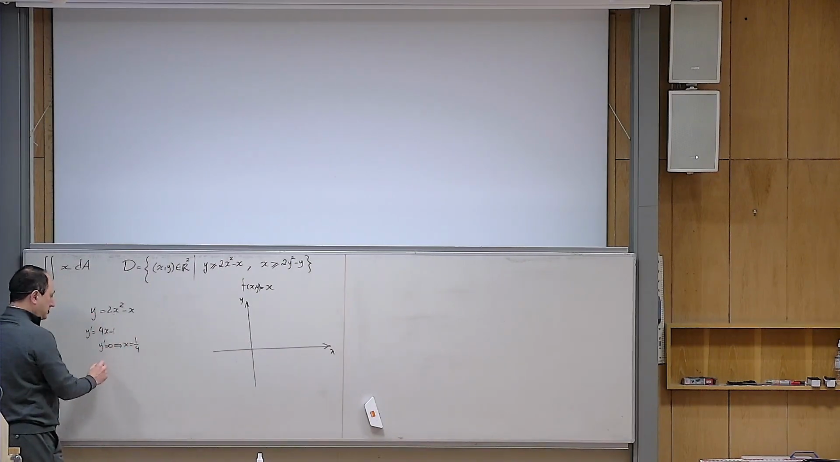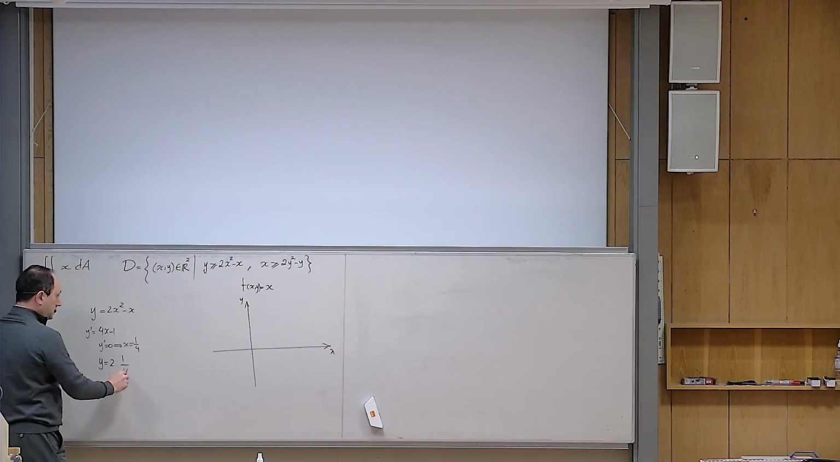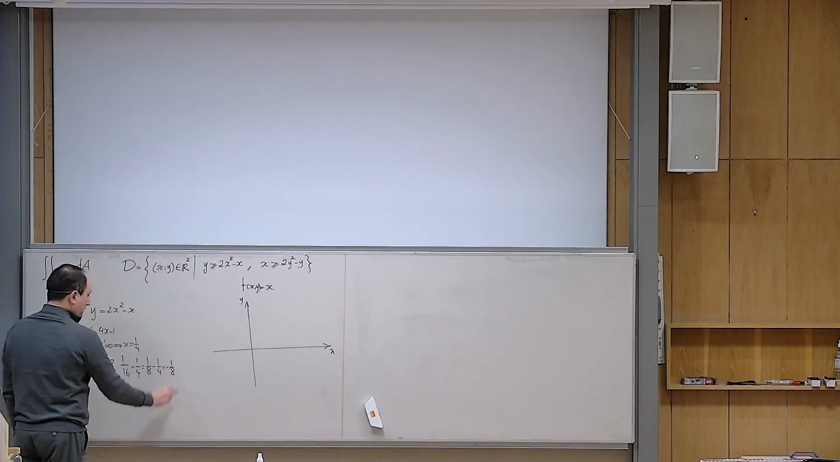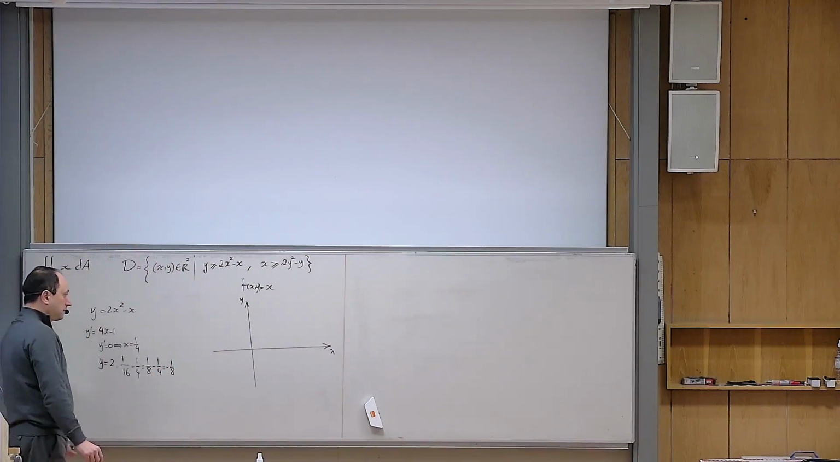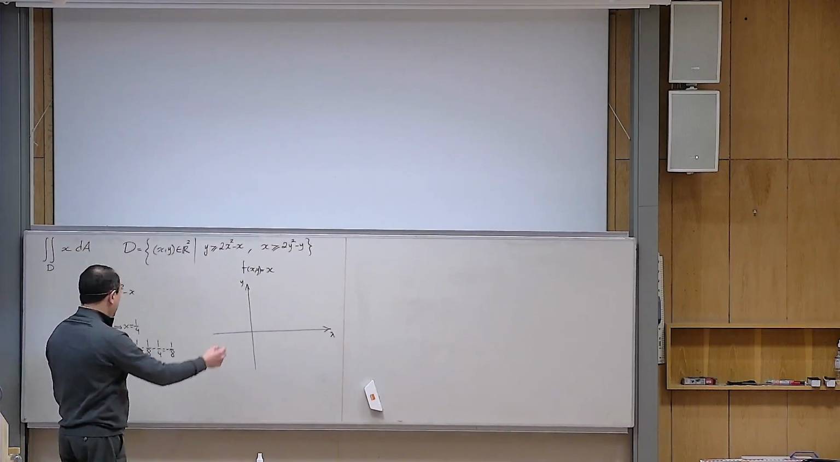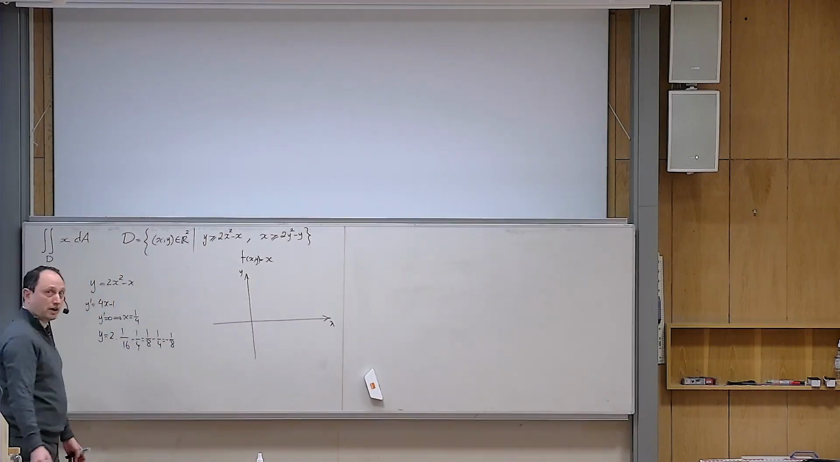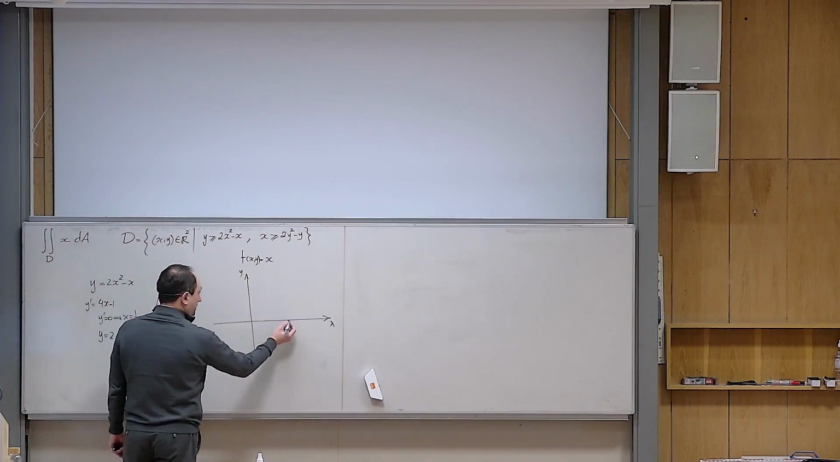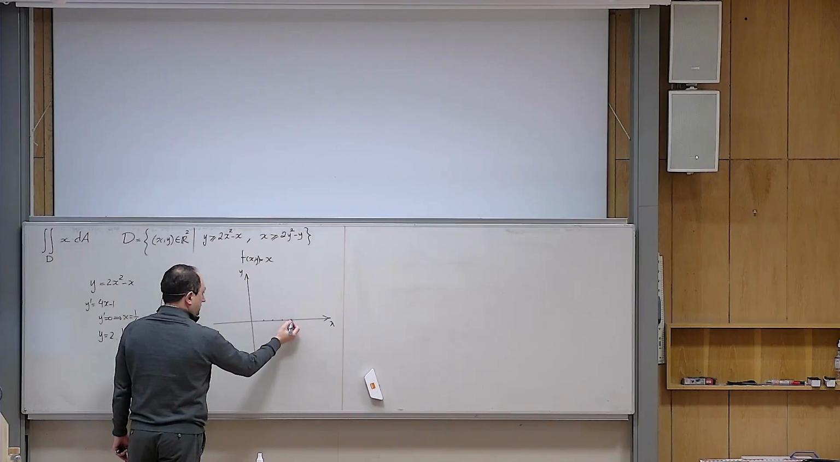I have to put it back here, so y becomes 2 times 1 over 4 to the power 2, which is 1 over 16, and then I have minus 1 over 4. So it is 1 over 8 minus 1 over 4, which is minus 1 over 8. Let me exaggerate the scales a little bit here because I have to deal with fractional numbers. If I take this one to be 1, 2, 3, and 4.